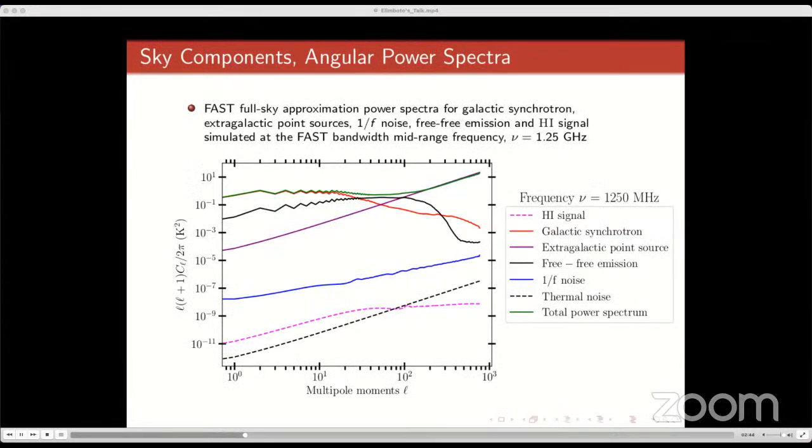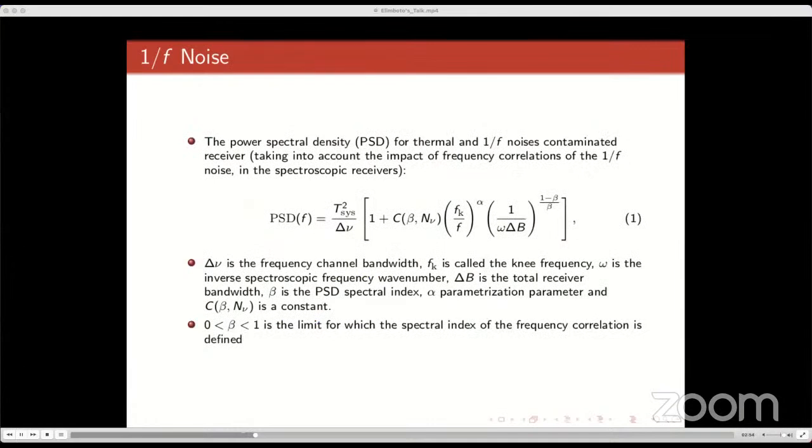This is a simulation of various sky components in terms of power spectra, just to show their magnitude. Most importantly, RF noise is of particular interest, and the power spectral density (PSD) for thermal and RF noise contaminated receivers is given by this equation here. The limit for which the spectral index of the frequency correlation is defined, that's the value of beta, has the following interpretation. When beta equals 1, this means noise is uncorrelated in frequency. And for beta equal to 0, noise is correlated in frequency.